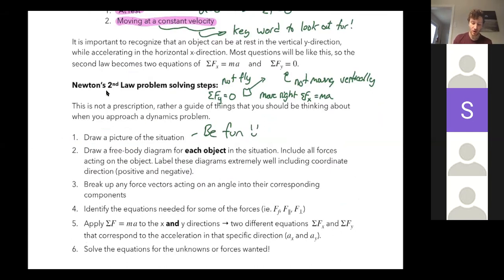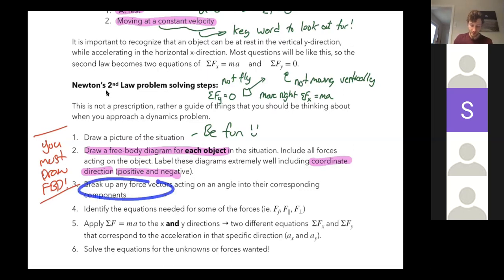Then you can draw your free body diagram for each object. We're only going to deal with one object this year. Put all forces, label it well, make sure you use your coordinate system, so knowing which way is positive and negative. You must do this one. You must draw a free body diagram. That is not an optional step. You have to do that. If you don't do that, I don't even want to look at your paper because it's nonsense. You need that free body diagram.